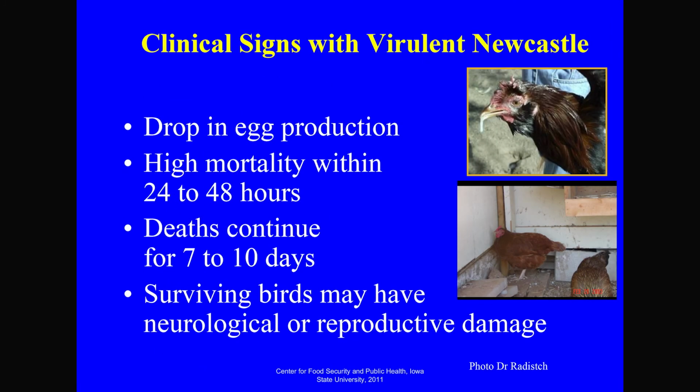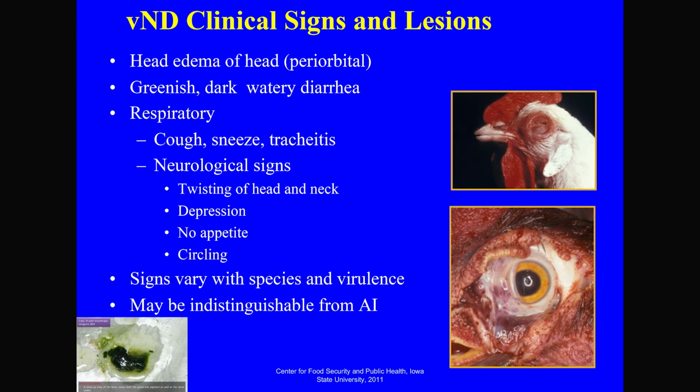Clinical signs with virulent Newcastle. Again, drop in egg production, high mortality, typically within 24 to 48 hours. Deaths, and we start seeing these and they can continue for about 7 to 10 days. Surviving birds may have neurologic or reproductive damage. If you look here at these slides, you can see we've got some exudate here and these birds are huddling, not feeling good.